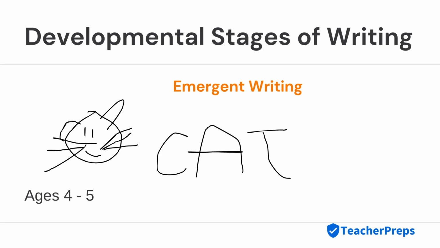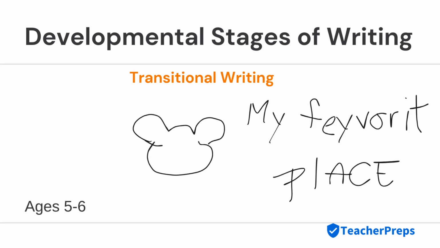Up next, we have the emergent writing stage, where children begin using recognizable letters and may attempt to write their names or other significant words. Now, at this stage, these children understand that print carries meaning and may combine drawing and writing into their work. Notice here how we have "cat" with a little cat. This usually happens between the ages of 4 and 5.